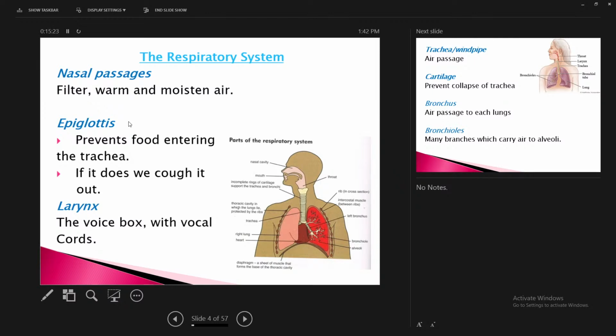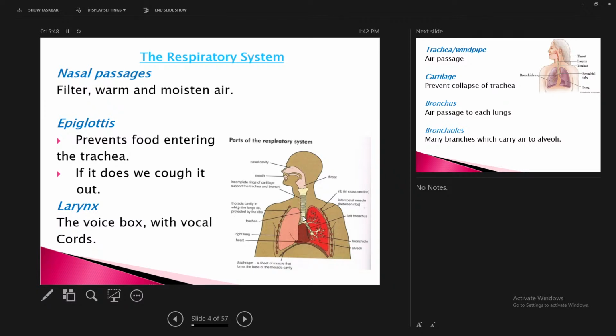If you look at the diagram, the image on the screen, you will realize that the nasal cavity and the mouth eventually join back to each other at the throat region, and that links up to the trachea, which is also known as the windpipe.